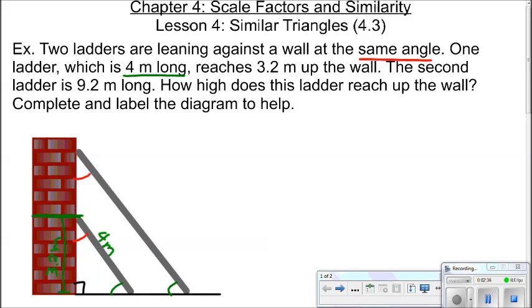We don't know how far away it is from the wall, but we don't need that information right now. And then the second ladder, again, if it was standing straight up, it would be 9.2 meters. So we've just turned it on its side. And we want to know at what height does it hit the wall. Our answer should be less than 9.2 meters, but should definitely be greater than 3.2 meters.